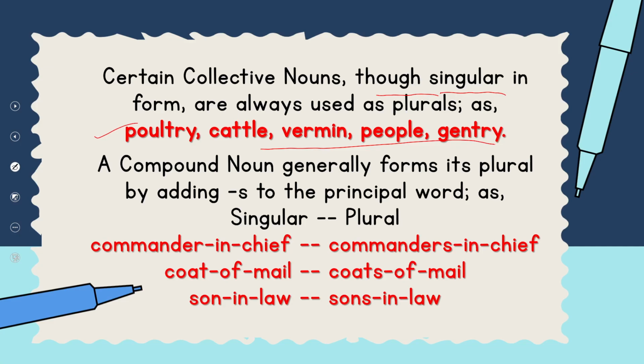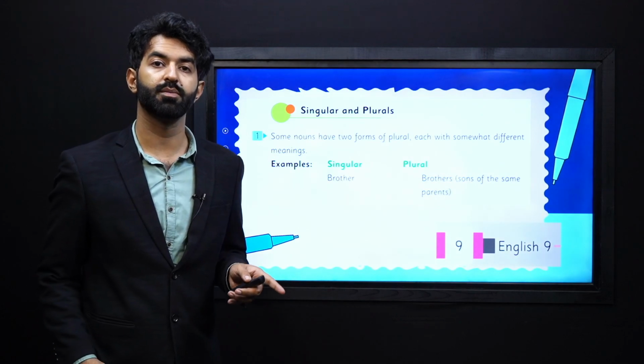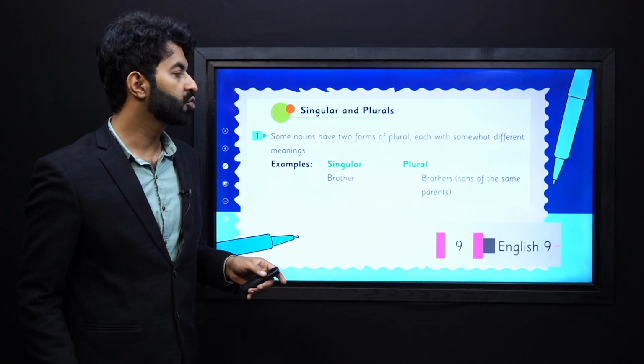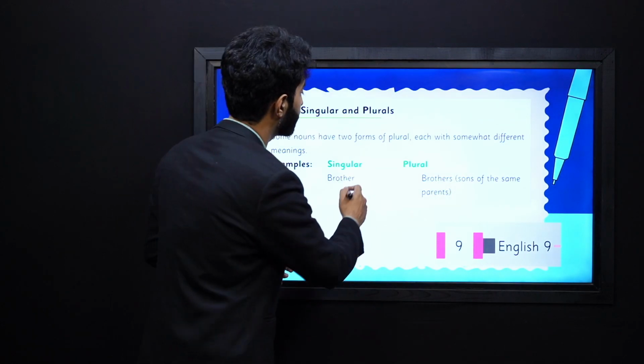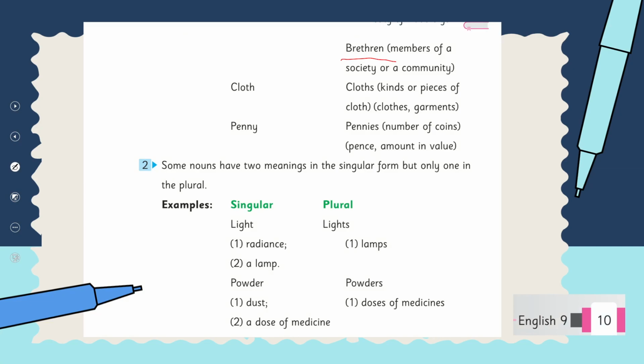A compound noun generally forms its plural by adding s to the principal word. Commander-in-chief, if you want to make it in a plural form, you write commanders-in-chief. So similarly, we have some other examples here. And now this is from your page number 9. We have some rules mentioned that some nouns have two forms of plural, each with somewhat different meanings. Brother is a singular noun, it has more than one plural. Here, brothers and brethren having different meanings.